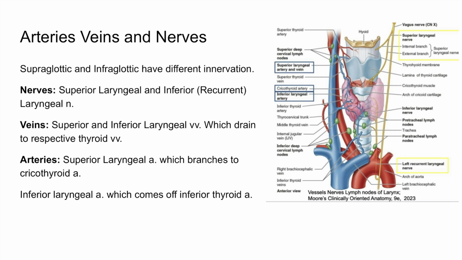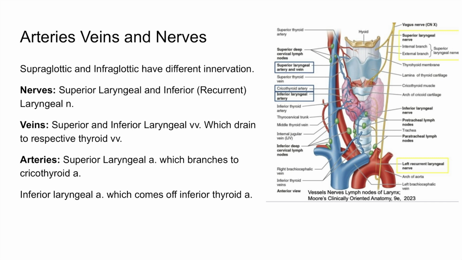And the key idea you need to lock in is that the larynx is split into two functional regions, right? We have the supraglottic and the infraglottic, and they behave differently neurologically. So start with the nerves, because that's where most of these test questions come from. Everything comes off the vagus nerve, cranial nerve 10, but it divides into two major branches with distinct roles.